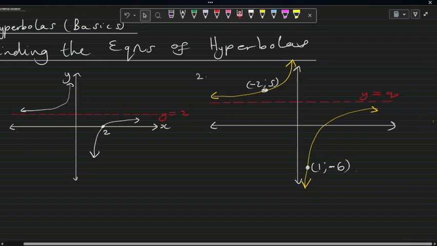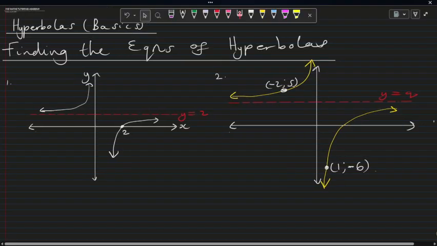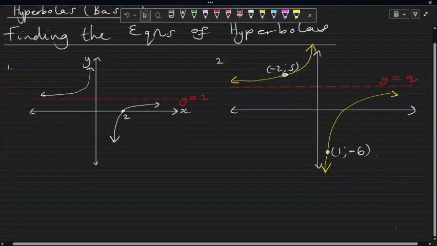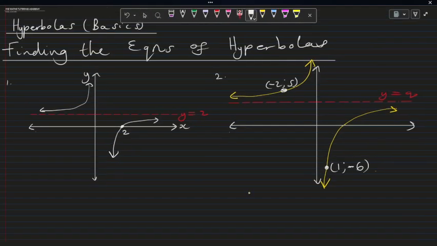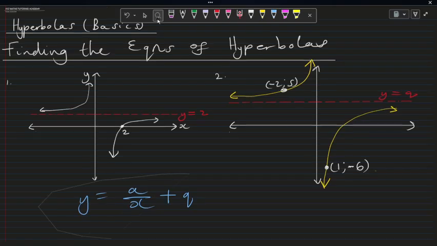Okay, so in today's session, I want us to work on finding the equations of hyperbolas, and the hyperbolas that we are dealing with are hyperbolas that have only experienced the vertical shift, so there's no horizontal shifting. In other words, the hyperbolas that we are dealing with are hyperbolas of this form: y is equal to a over x plus q.